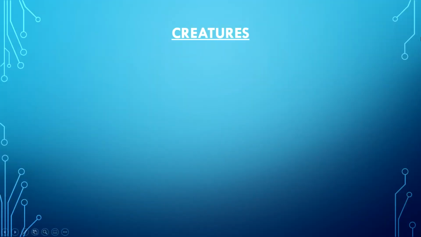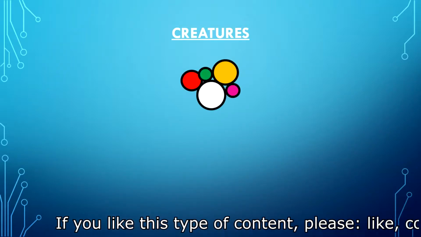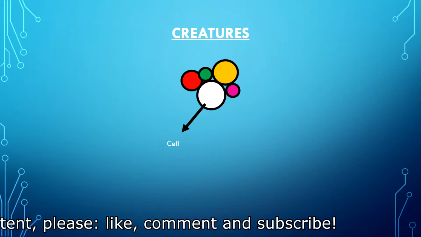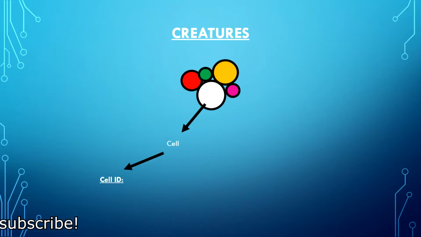So here we are. The first slide is going to be about the creatures. What you can see now on the screen is a creature. This is a cell. Each cell has a cell ID, which is what kind of cell it is, and the visualization is the color of the cell. So for example, one cell is white, one is red. I'll go more in detail about that later.